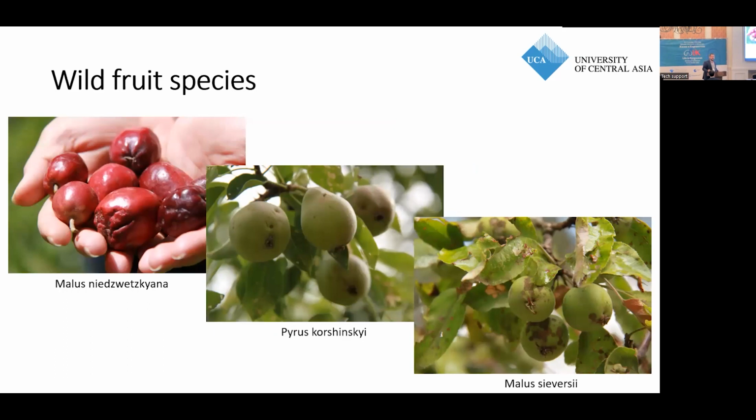And within this project, we basically work with three species, which are Malus niedzwetzkyana, the Niedzwetzky apple, on the left, then Pyrus korshinskyi in the middle, which is the Korshinsky pear, and Malus sieversii on the right, which is the Sievers apple. And they represent the greatest fruit varieties genetic pool on the globe. So these species are very important for our food security, if you may say so.